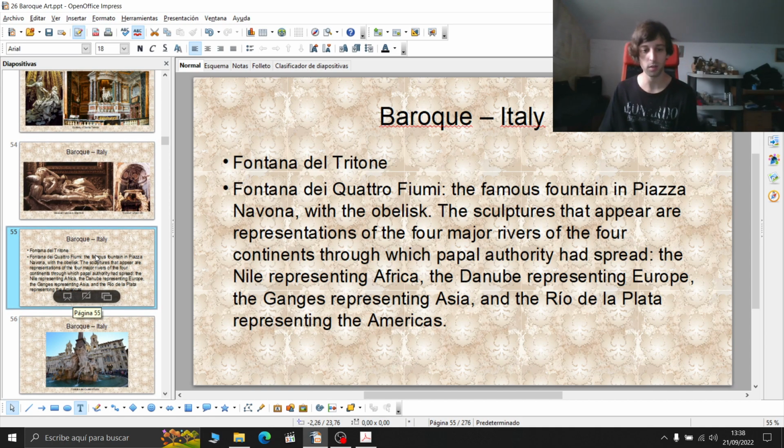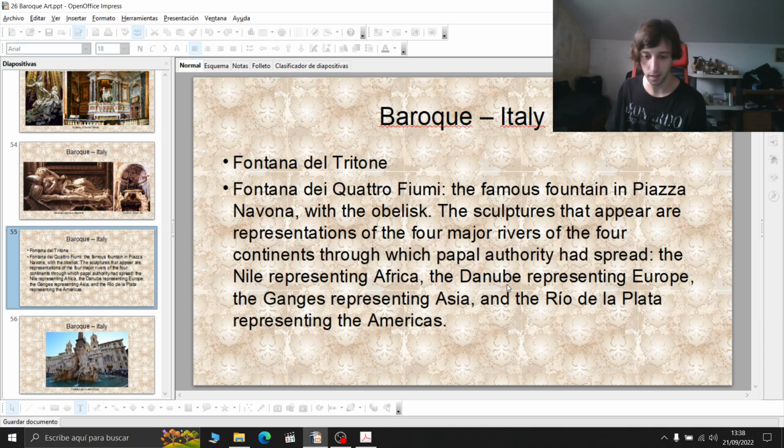Fontana del Tritone, Fontana dei Quattro Fiumi, the famous fountain in Piazza Navona with the obelisk. The sculptures that appear are representations of the four major rivers of the four continents through which papal authority had spread. The Nile representing Africa, the Danube representing Europe, the Ganges representing Asia, and the Rio de la Plata representing the Americas.